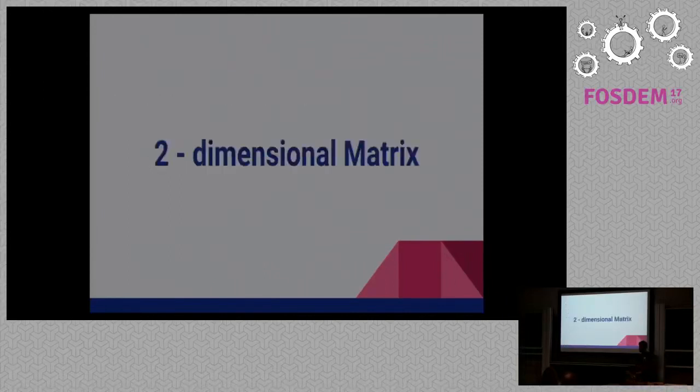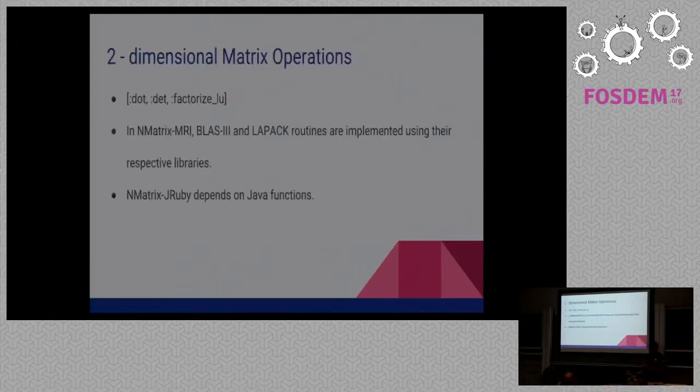So next is the two-dimensional matrix. Now you have an n-dimensional matrix, and you want to perform certain computations, like multiplying two matrices or factorizing it. Then we need to cast this n-dimensional matrix into a two-dimensional matrix. The basic operations here are dot, which is matrix multiplication, det for calculating the determinant, and factorize LU, meaning lower-upper factorization. In NMatrix MRI we have BLAS level 3 and LAPACK routines that are built in Fortran, but NMatrix JRuby depends on Java functions from Apache Commons Math.